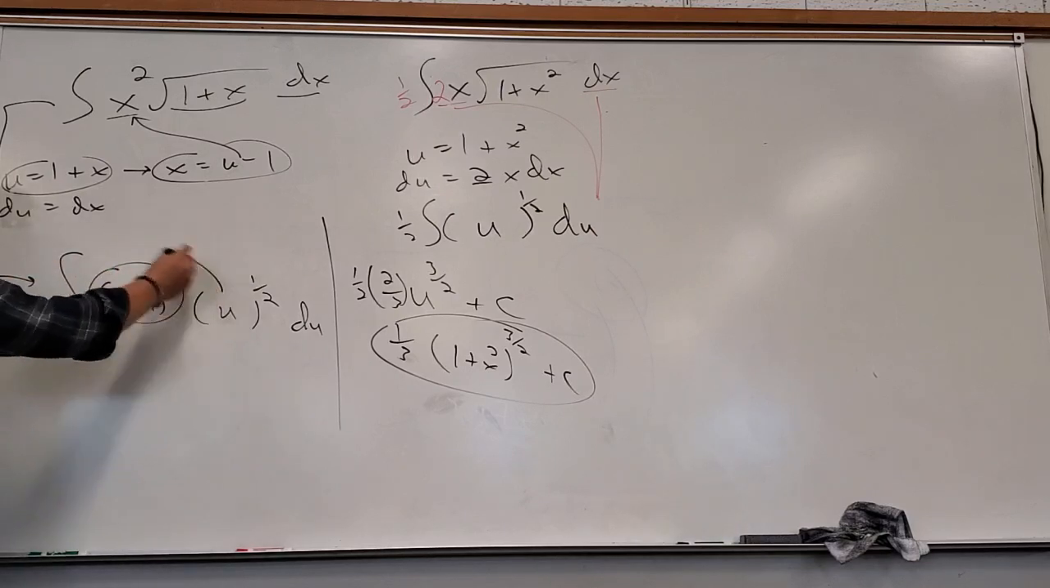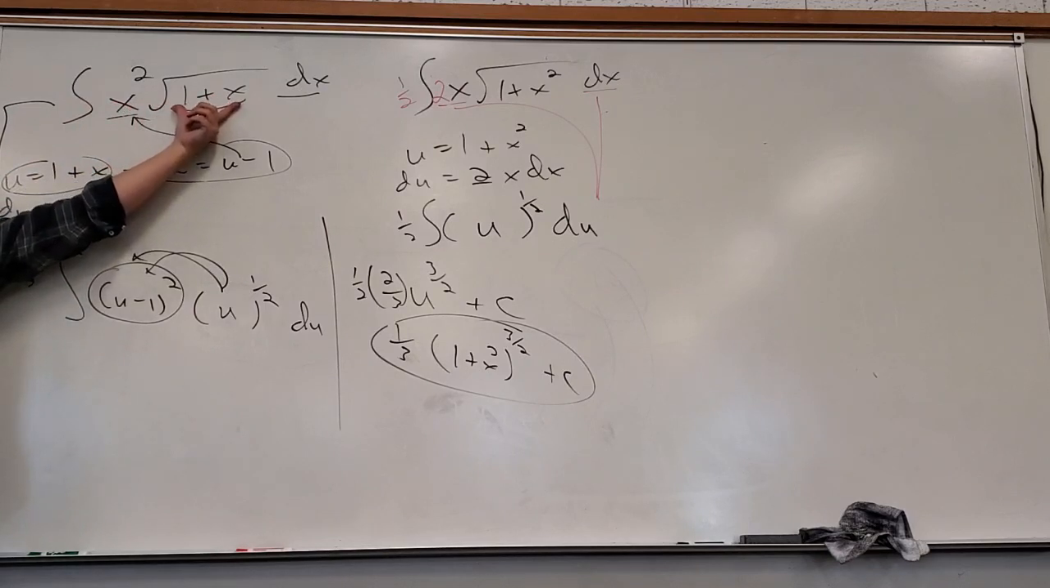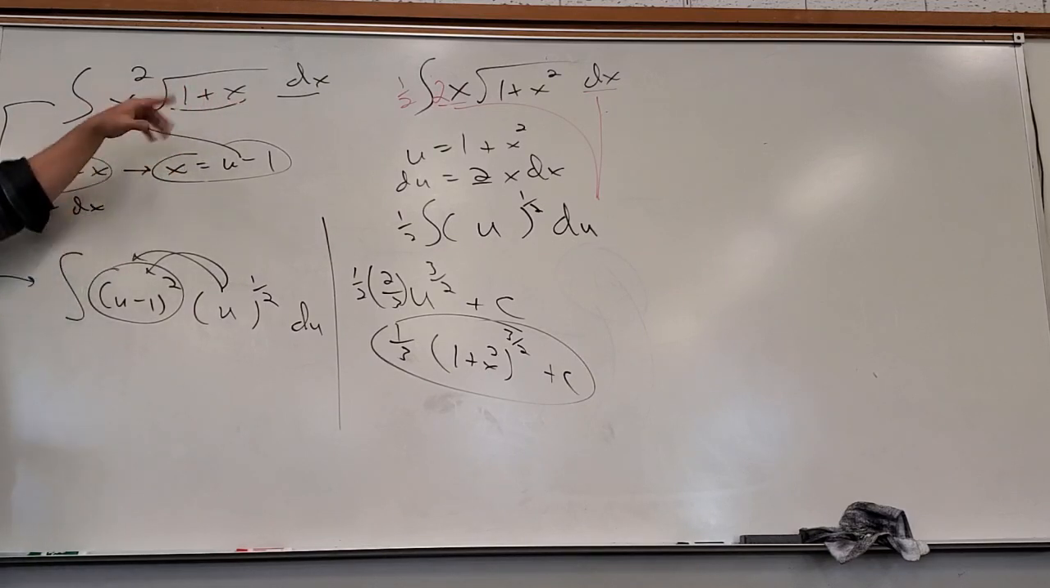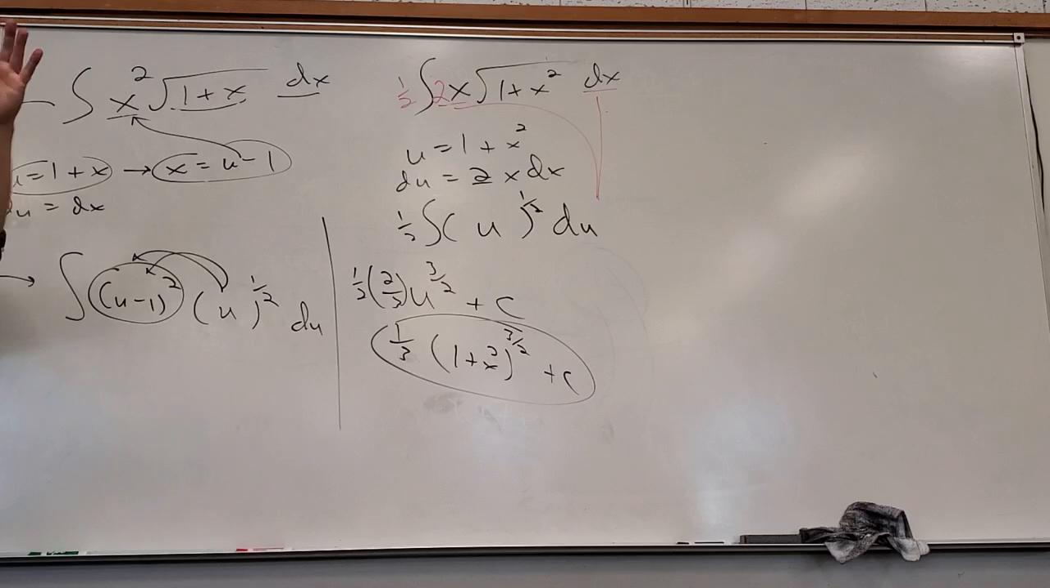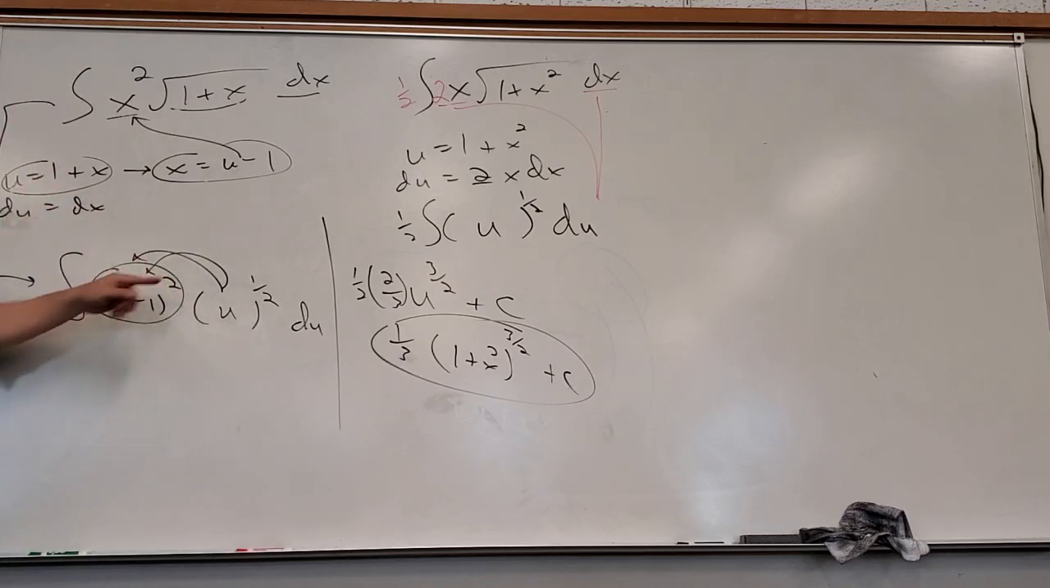FOIL this out, distribute this in. Now it's all u to the n, that's an easy integral, right? So the main problem with this was, the inside was 2 terms. If only the inside was 1 term, I could distribute and that'd be easy. So look what the u sub did, it made the inside 1 term. So then I could just distribute that after I FOIL this out. All right, that was a lot.